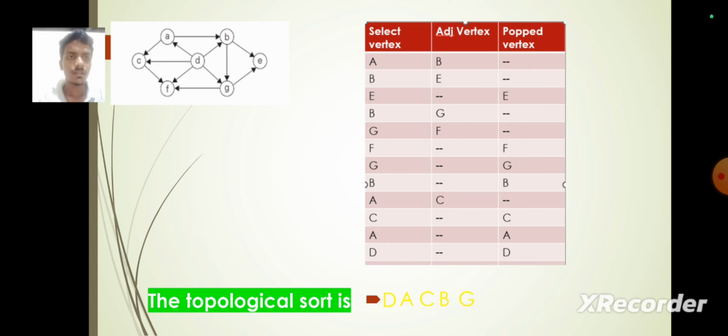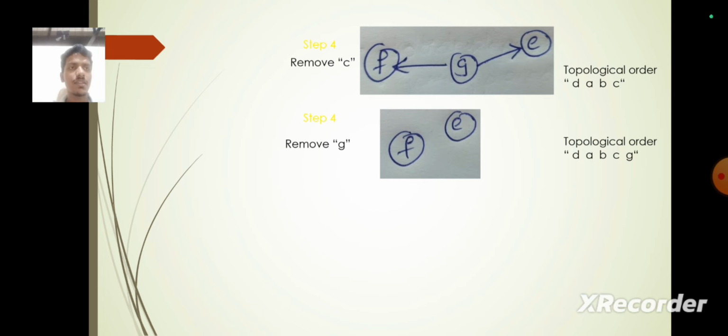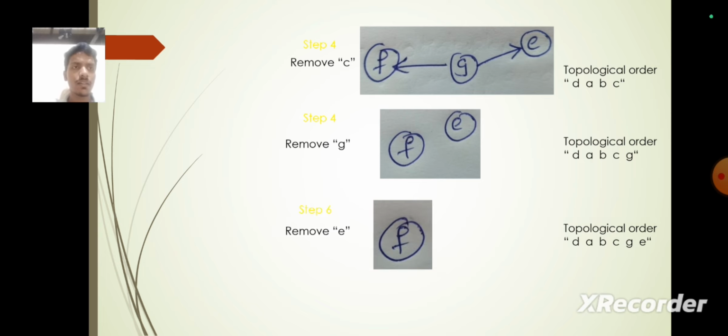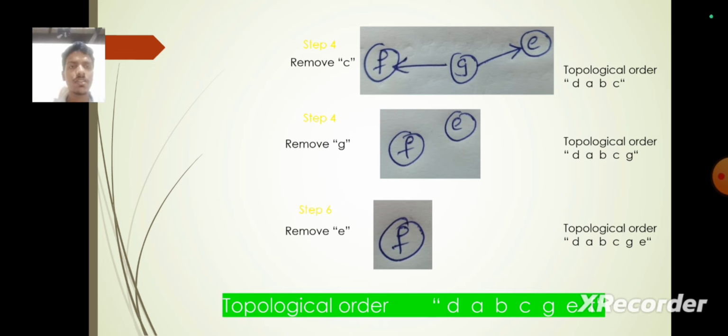Remove G. The topological order D, A, B, C, G. Remove E. Topological order D, A, B, C, G, E. The topological order is D, A, B, C, G, E, F.